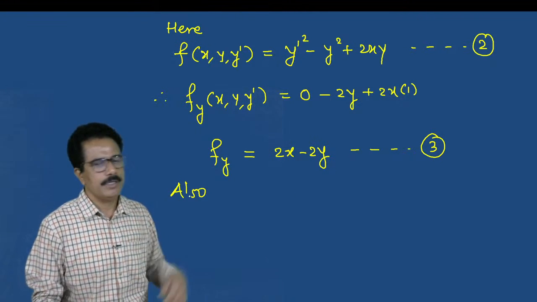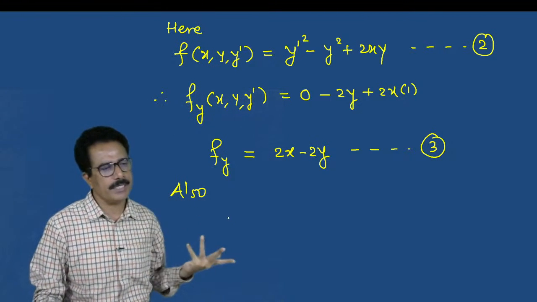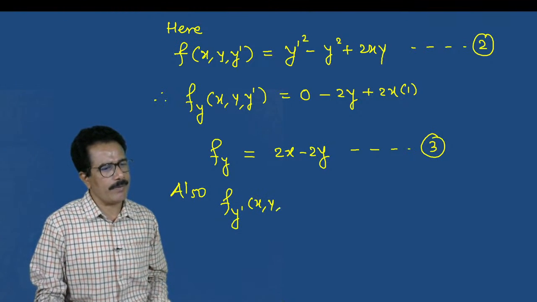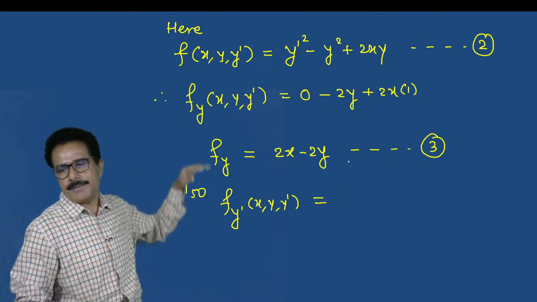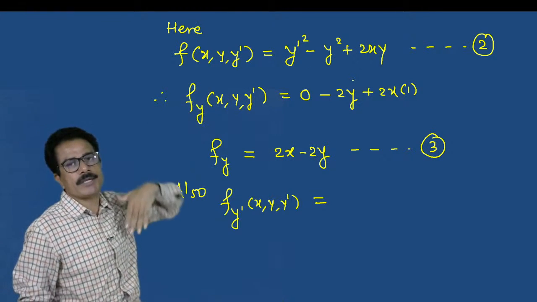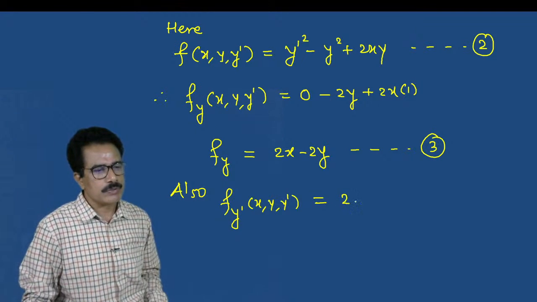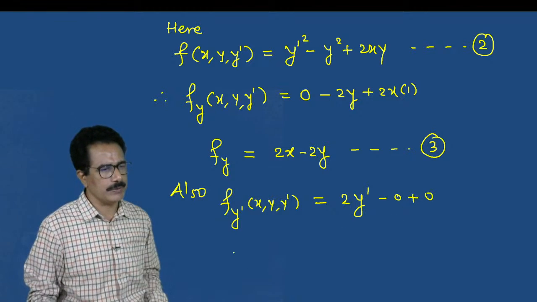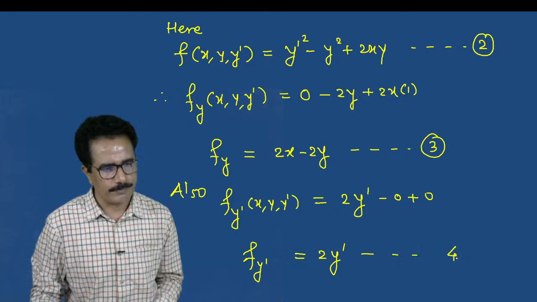Also differentiate this equation 2 partially with respect to y dash. So fy dash of x comma y dash, which is equal to, काय तो सांगा बरे, derivative of this function with respect to y dash. You tell me student, what is the derivative of function with respect to y dash? So it will be 2y dash minus 0 plus 0. So fy dash is 2 into y dash. Is it okay? This is 4.